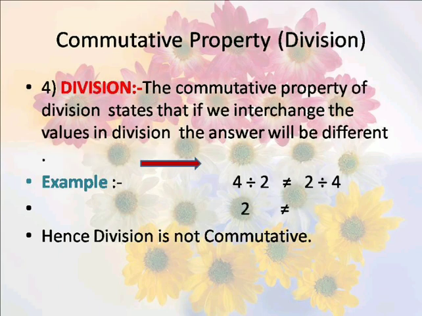Now we will discuss number 4, the commutative property for division. Now commutative property of division says that if we are interchanging the values in division, the answer will be different.